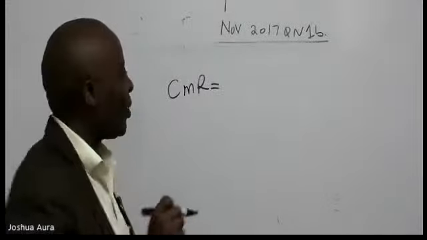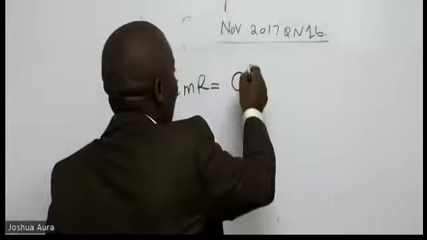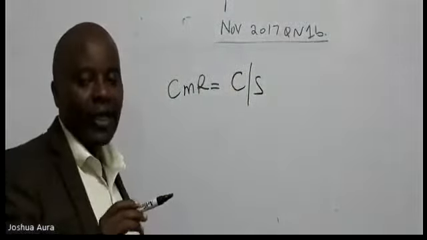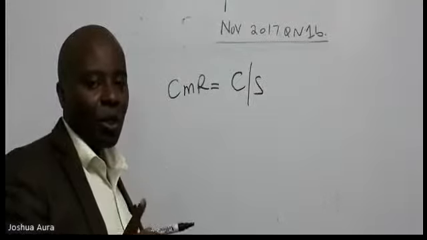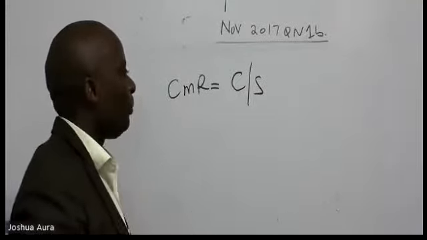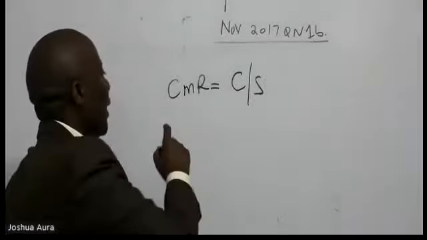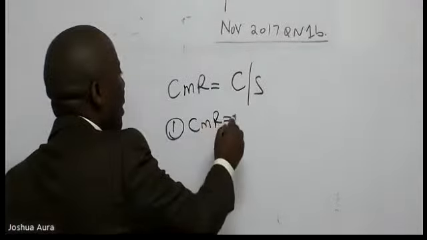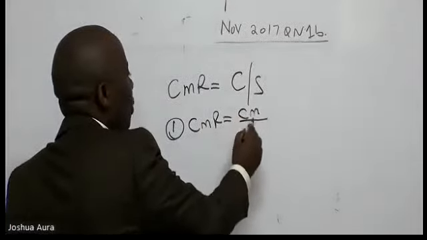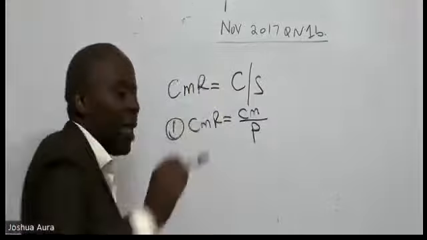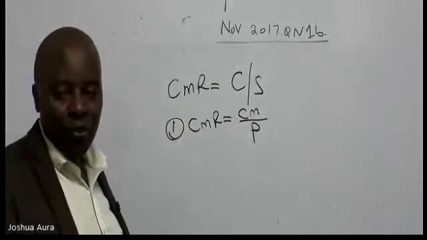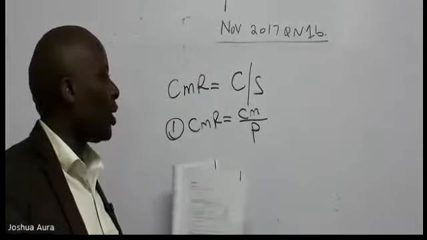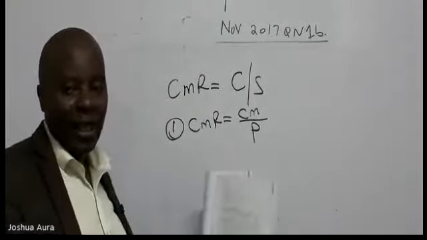Remember, contribution margin ratio is also known as C over S ratio. Contributions to sales ratio. And how do we get it? There are 2 formulas. Formula number 1, to get CMR, we can take contribution per unit, which is known as contribution margin, and divide this by the selling price.